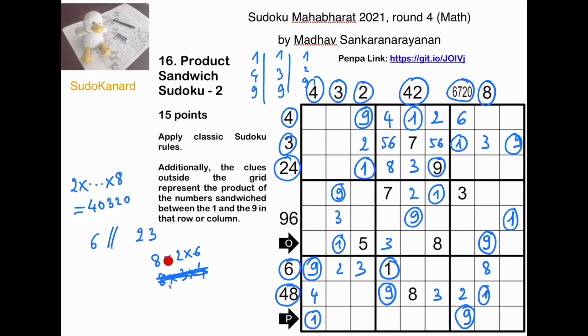Is there any way of doing that? If I don't use 8, 6 times 16, that's the same decomposition. Now that's the only way. 8 times 2 times 6, so that's 8, that's 6, that's 2. And now this is just standard Sudoku.